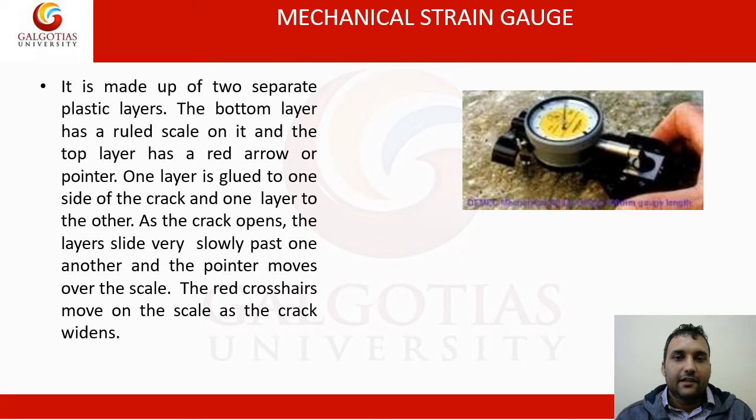First is the mechanical strain gauge. It is made up of two separate plastic layers. The bottom layer has a ruled scale on it and the top layer has a red arrow as the pointer. One layer is glued to one side of the crack and the other layer to the other side. As the crack opens, the layers slide slowly past one another and the pointer moves on the scale. The red crosshair moves on the scale as the crack widens.